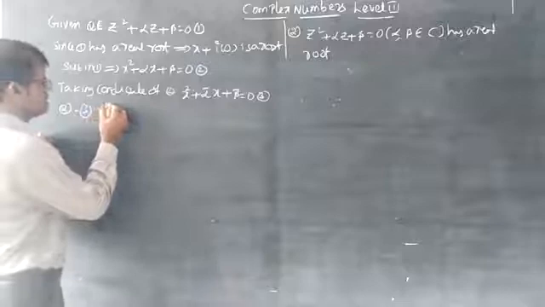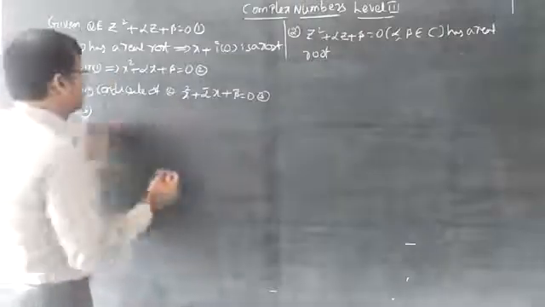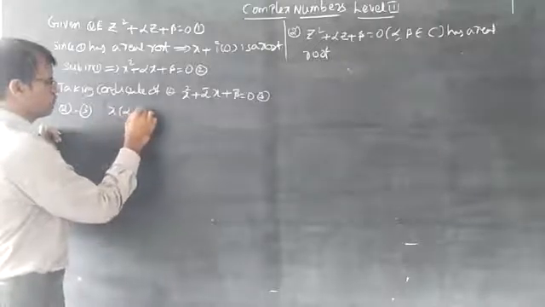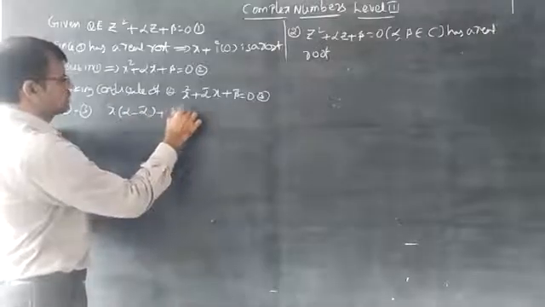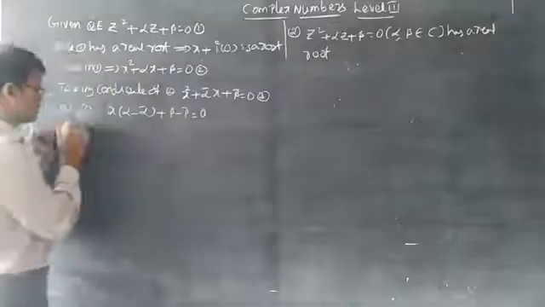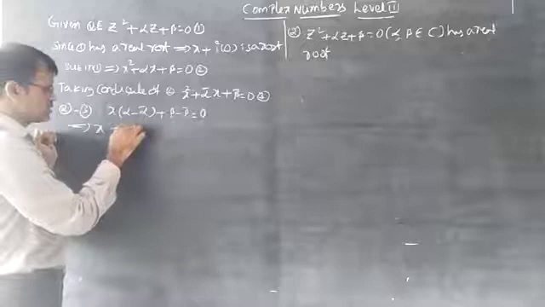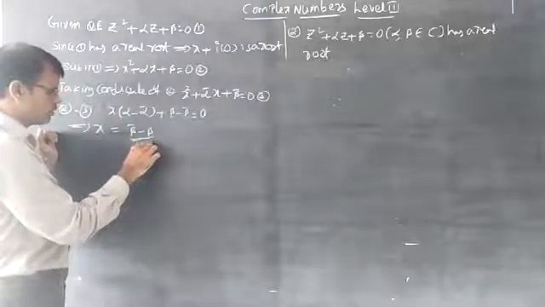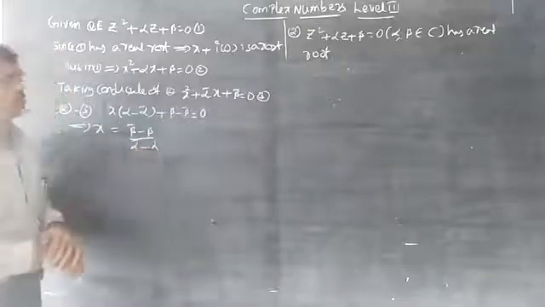Subtract equation 2 minus 3, so x square will get cancelled. X taken common, it becomes alpha minus alpha bar plus beta minus beta bar equal to 0. Therefore, x is equal to beta bar minus beta by alpha bar minus alpha.